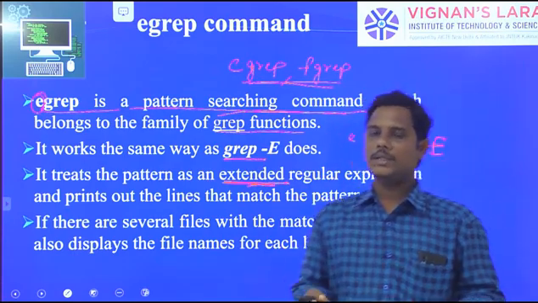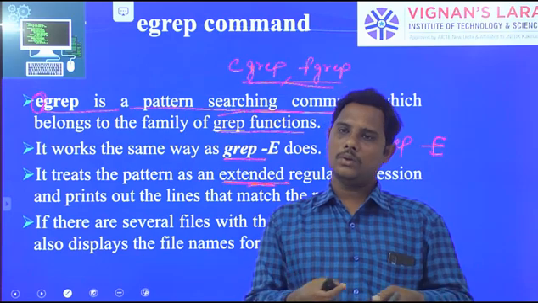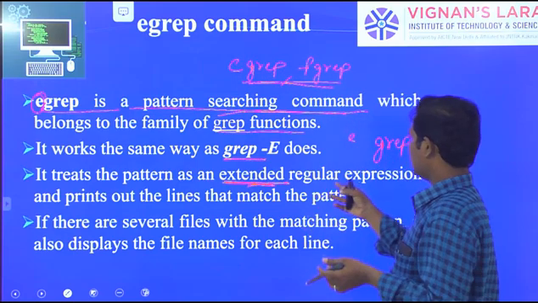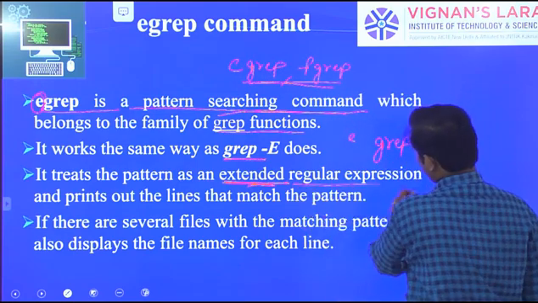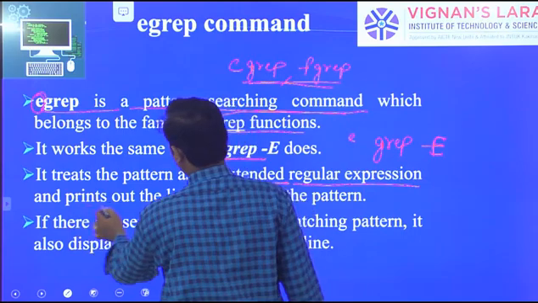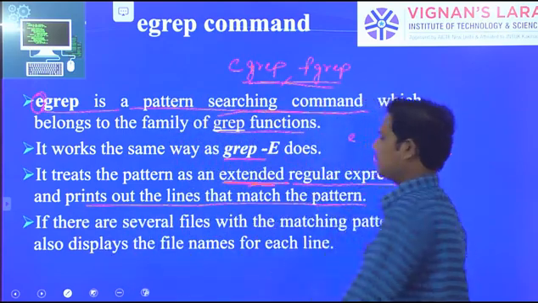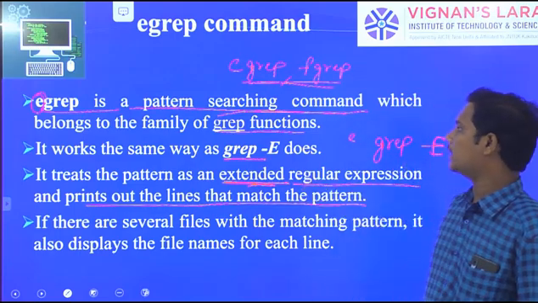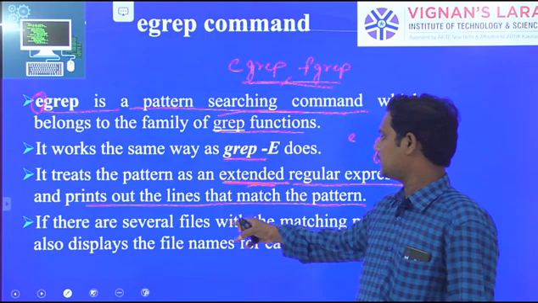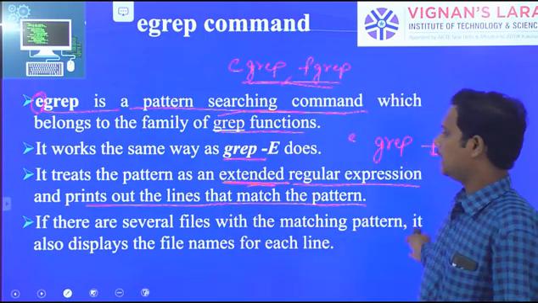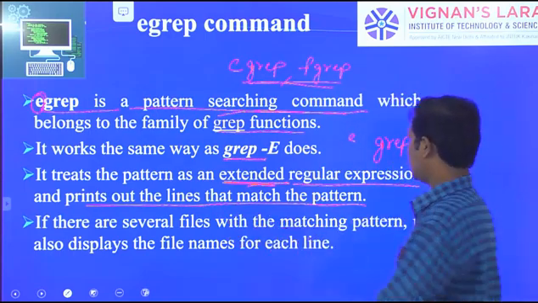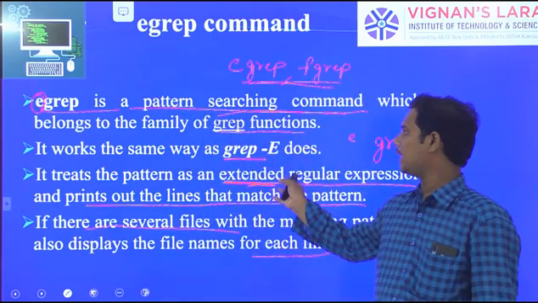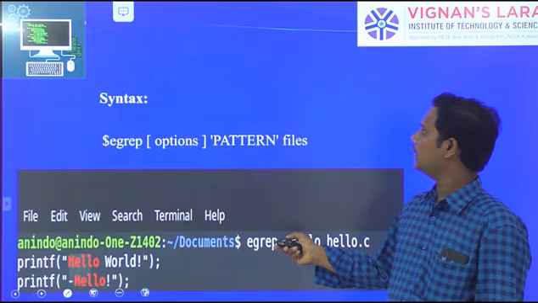We are already using regular expressions for pattern searching. Some other regular expressions are there, and for those extended grep is used. It handles regular expressions and prints out the lines that match the pattern. If there are several files which match the pattern, it also displays the file names for each line. Several matched patterns are also displayed using extended grep. You can see an example of extended grep.